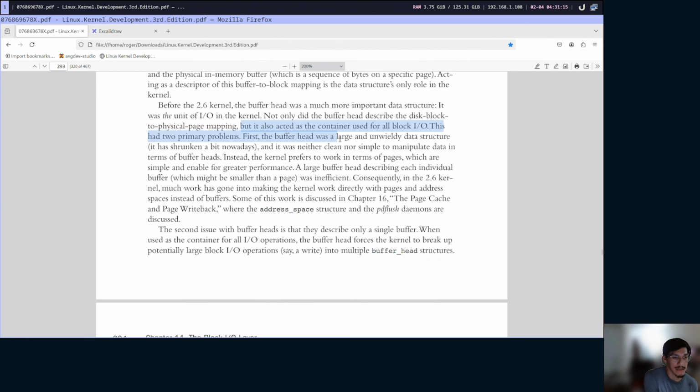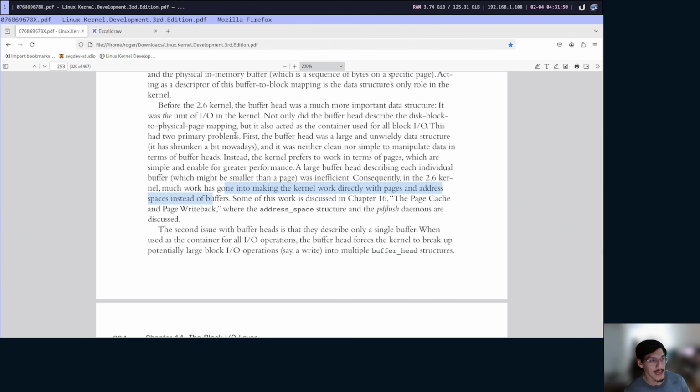First, the buffer head was a large and unwieldy data structure, and it has shrunk a bit nowadays. It was neither clean nor simple to manipulate data in terms of buffer heads. Instead, the kernel prefers to work in terms of pages, which are simple and enable greater performance. A large buffer head describing each individual buffer, which might be smaller than a page, was inefficient. Consequently, in the 2.6 kernel, much work has gone into making the kernel work directly with pages and address spaces instead of buffers.